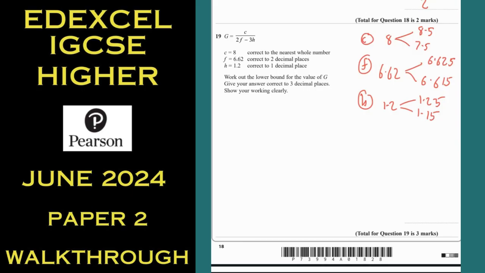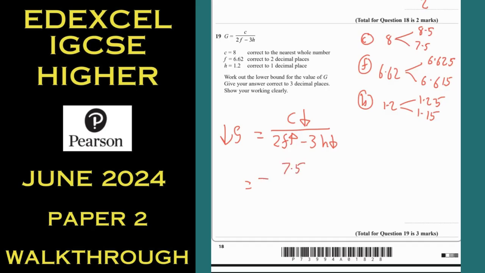Now comes your logic step. If we're wanting the smallest possible value of G, we're going to be needing the smallest starting point on top divided by the largest thing we can make on the bottom. So we need to maximize 2f minus 3h, which means we need 2 lots of the biggest f minus 3 lots of the smallest h. So go through it one at a time. Do I need the upper or lower? That's how you select. And now it's all about picking them and sticking them in a calculator.